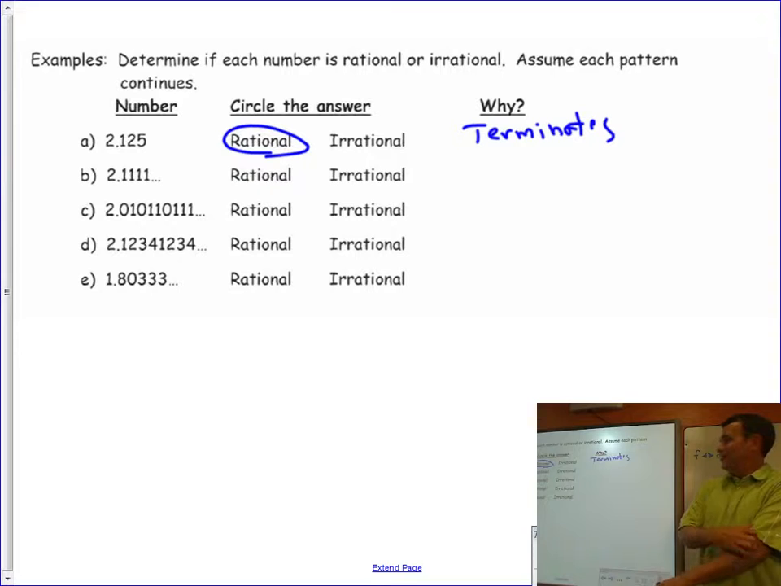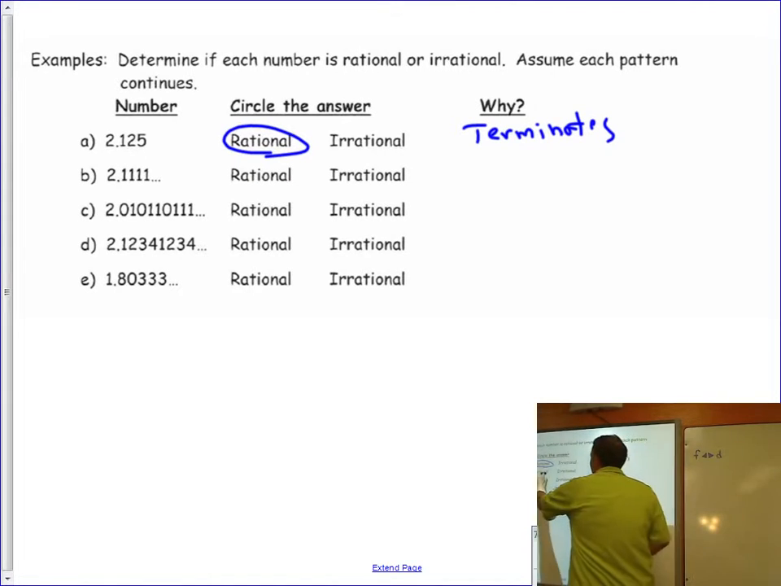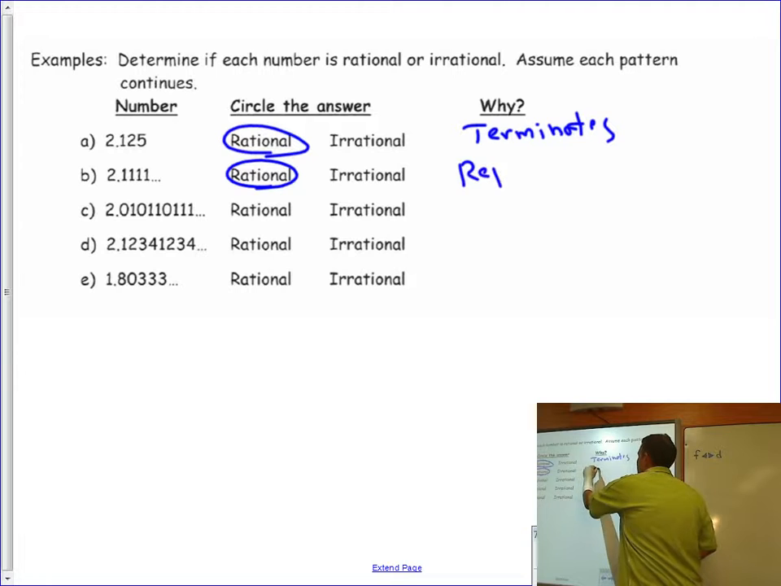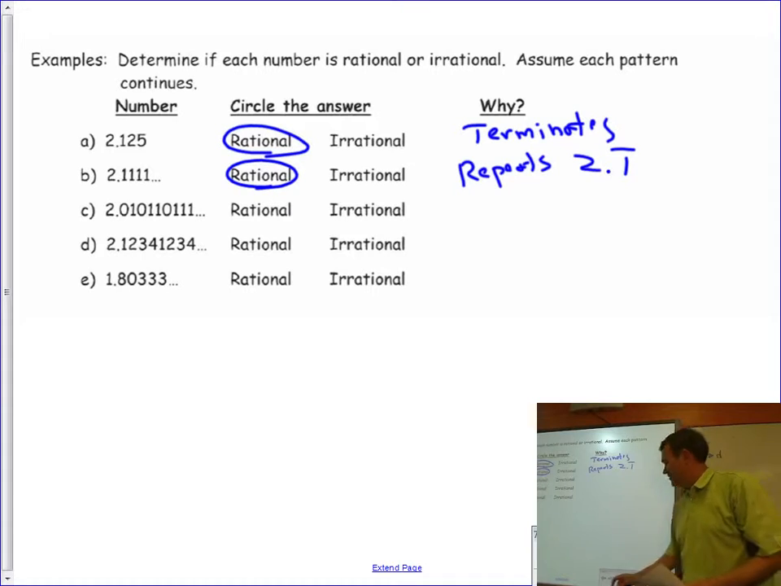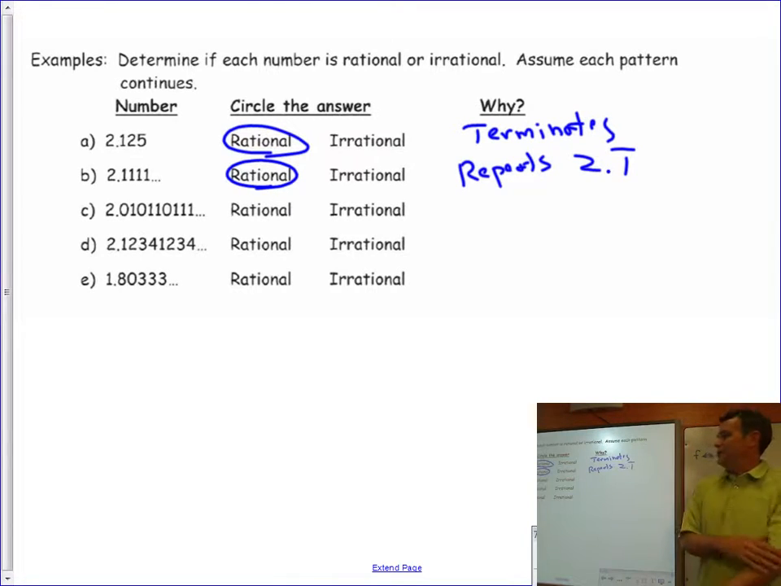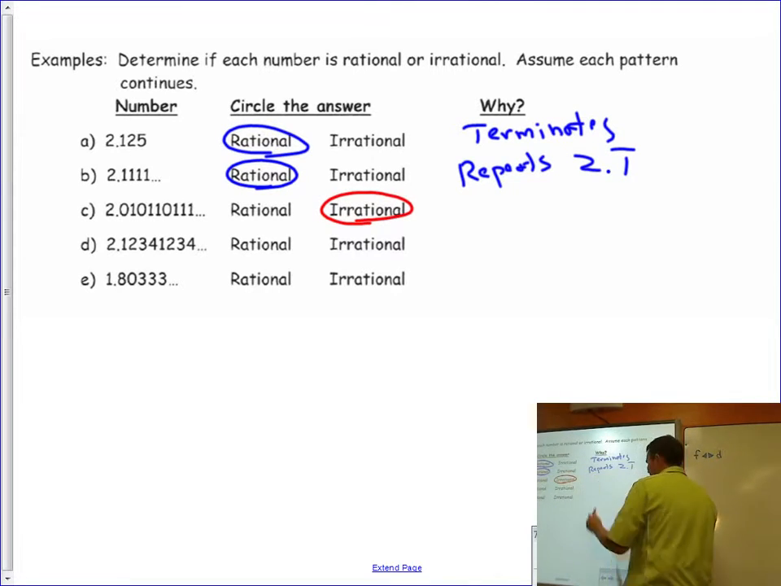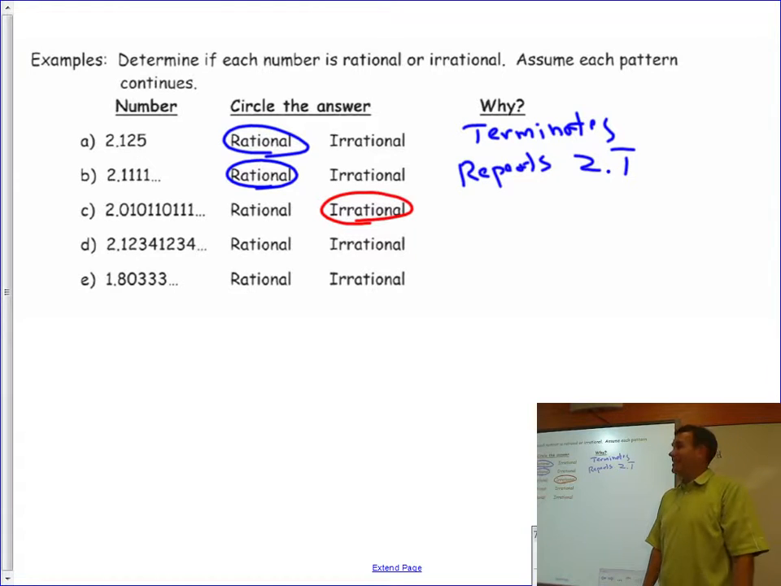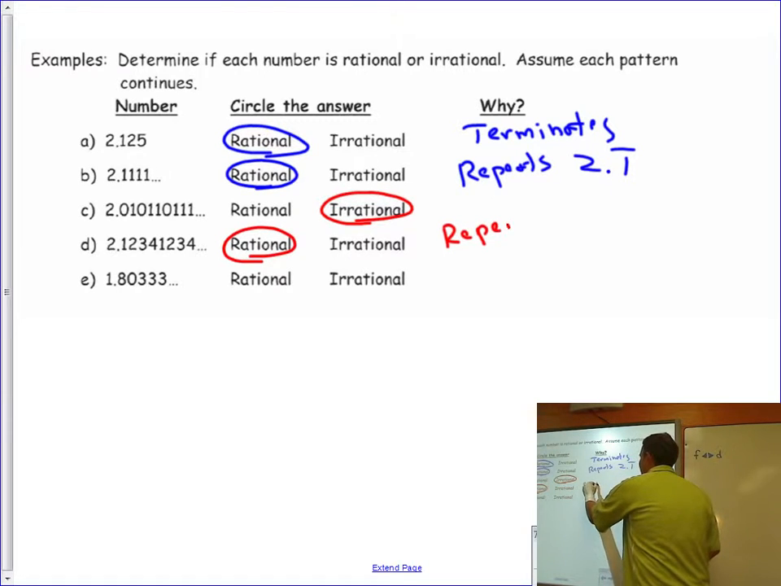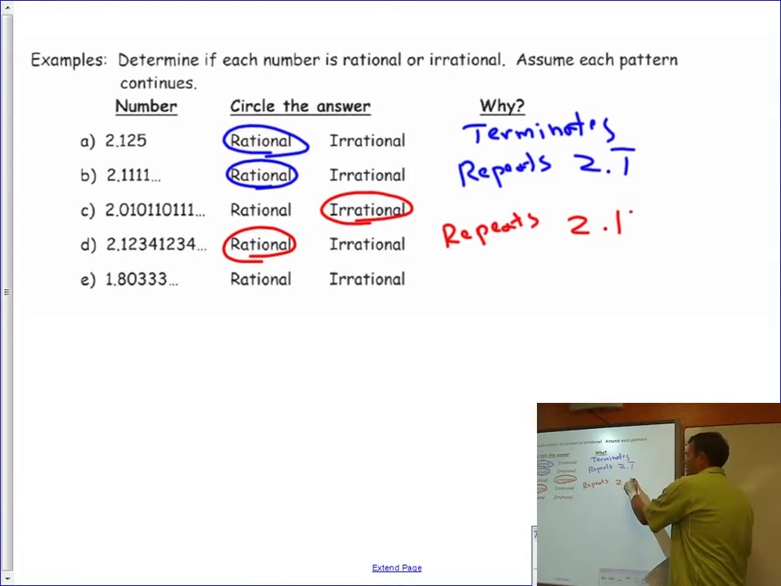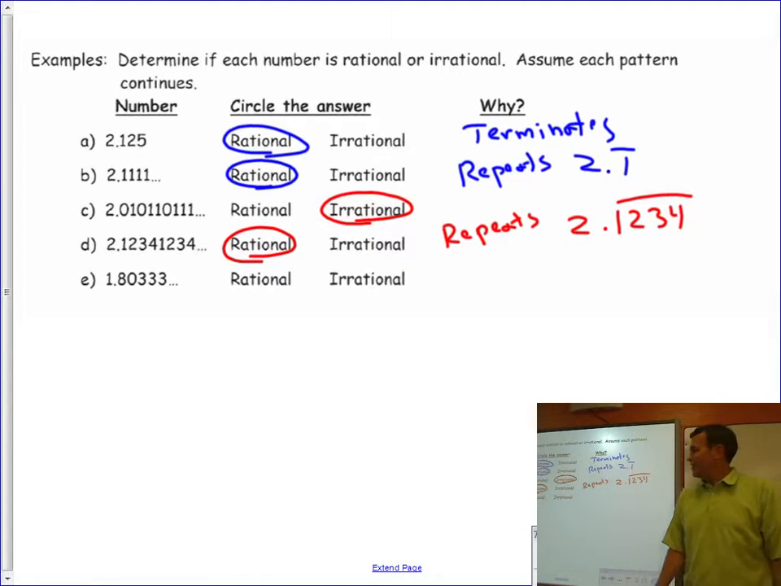How about the second one, 2.111 repeating? That one is also rational. That one repeats. Could be written as 2.1 with a bar over it, right? The next one, 2.010110111. That one is irrational. That is one of those patterns that does not repeat, so you could not use a bar over top of it. The fourth one is rational. It also repeats. It would be 2.1234 with a bar over it.